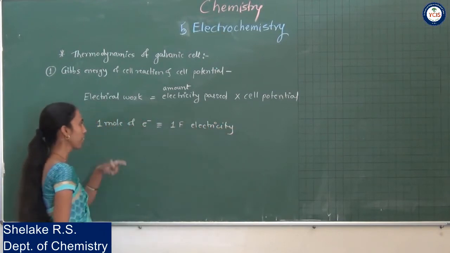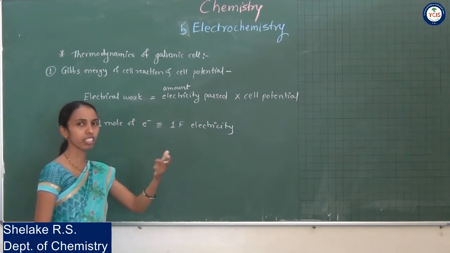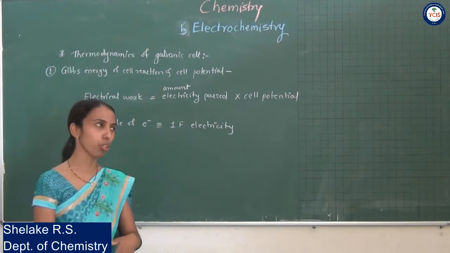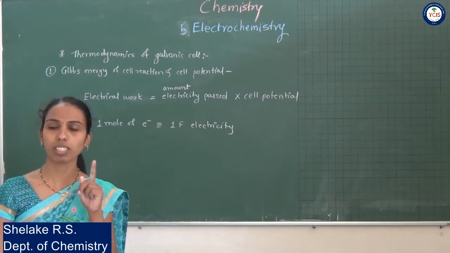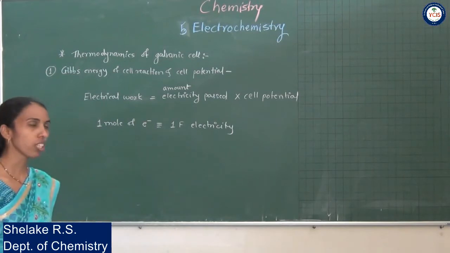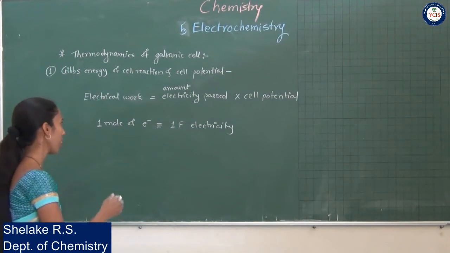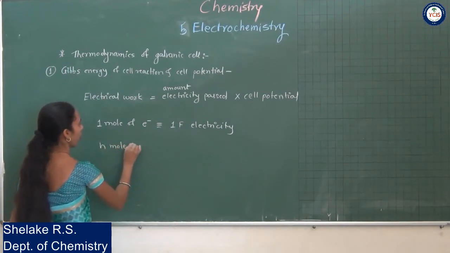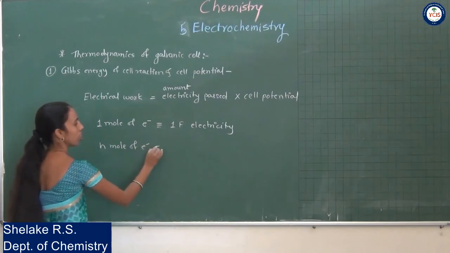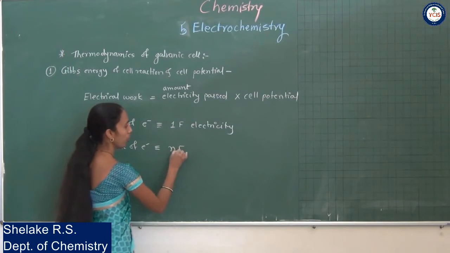In short, I will write, so for 1 mole of electron, 1 farad electricity is passed through the solution. Or you can say on 1 mole of electron, the charge present is 1 farad. Suppose in a cell reaction, n number of electrons are present, then you can write it down, for n moles of electron, the electricity passed through the cell will be n into F.